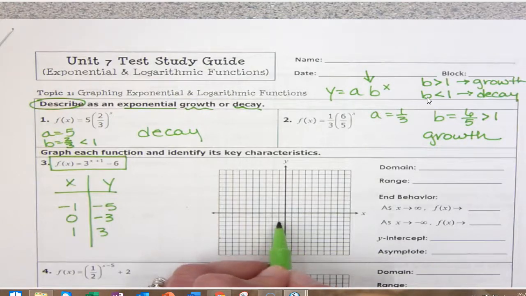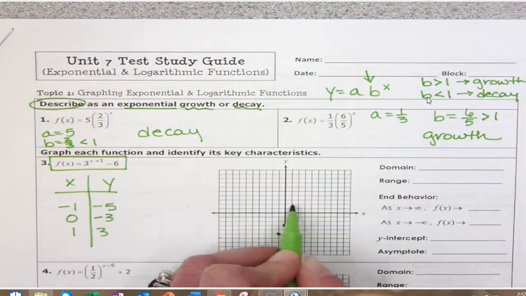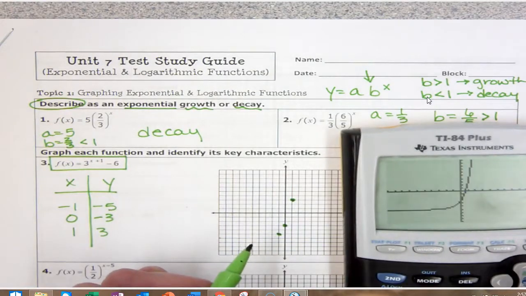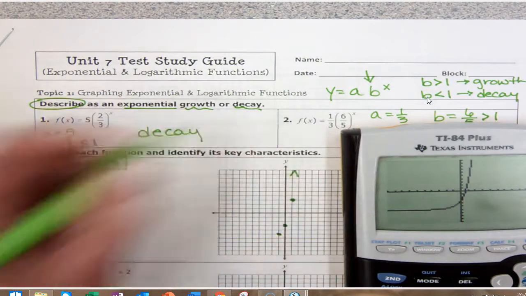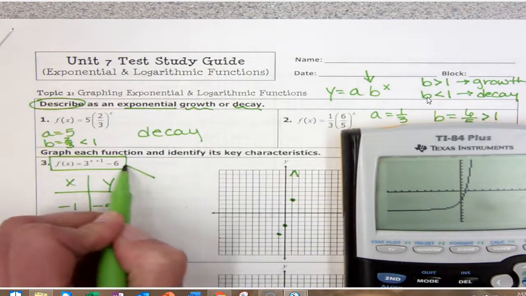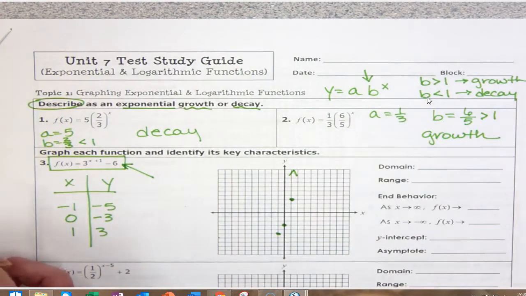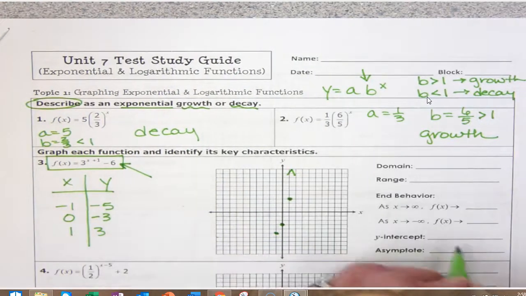I can at least plot those 3 points. -1, -5, 0, -3, 1, 3. And I know that the graph is going to look something like this. I can graph this. Now, what you need to know is that right here, that's your asymptote. That value right there is your asymptote.